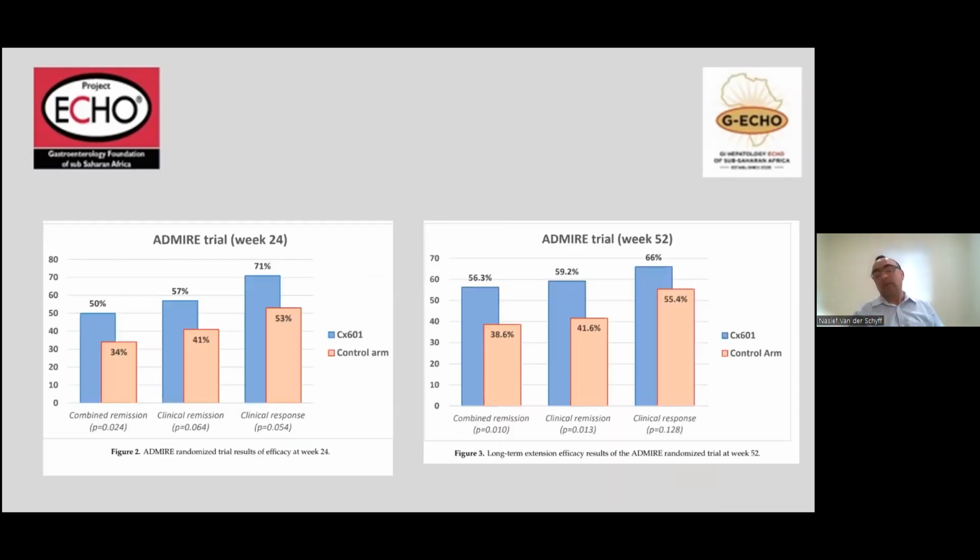And the landmark trial that was published in 2016 in the Lancet was the Admire trial, where it had shown that compared to the control arm at week 24 and at week 52, stem cells were certainly beneficial. And these were pretty much patients that were refractory to biologics. These are patients that were severely suffering. And I think recently at SAGES, they also spoke about this particular trial.